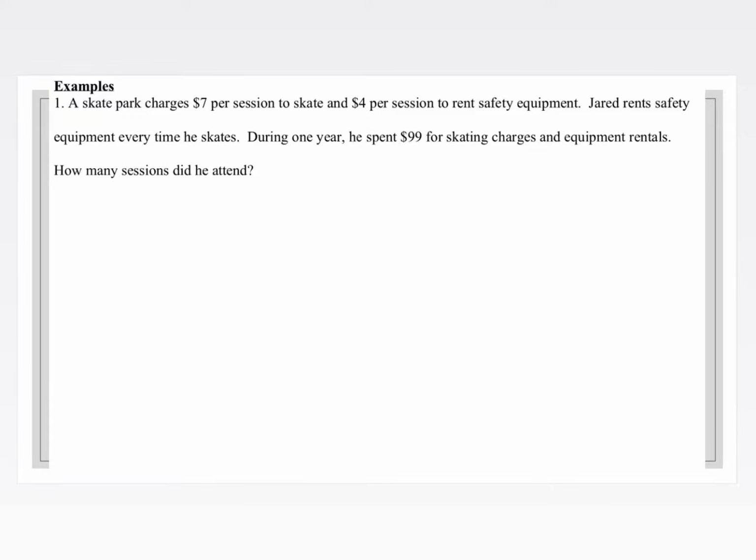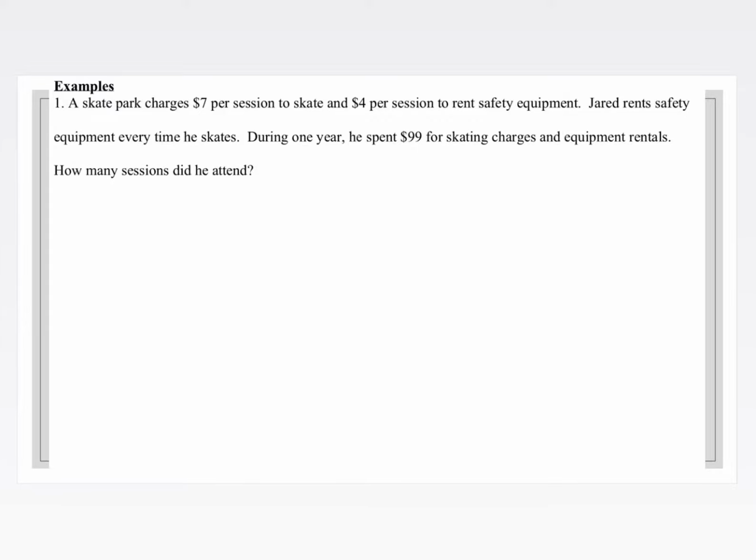A skate park charges $7 per session to skate and $4 per session to rent safety equipment. Jared rents safety equipment every time he skates. During 1 year, he spent $99 for skating charges and equipment rentals. How many sessions did he attend?